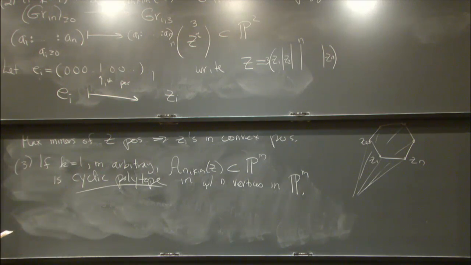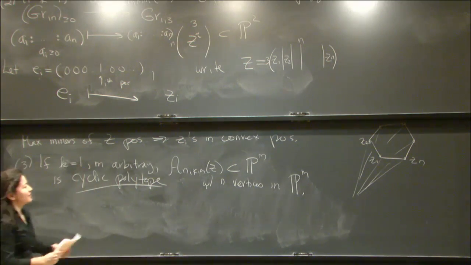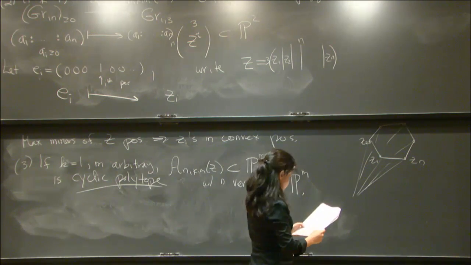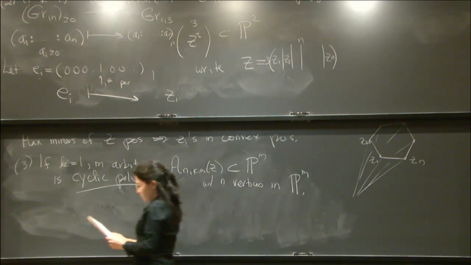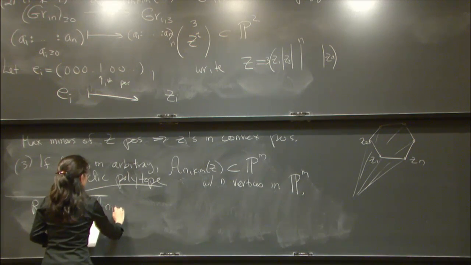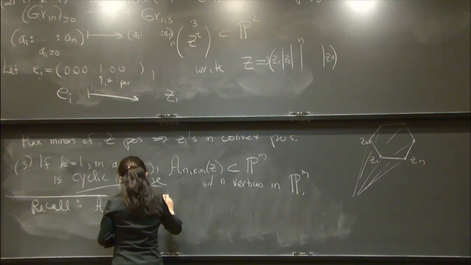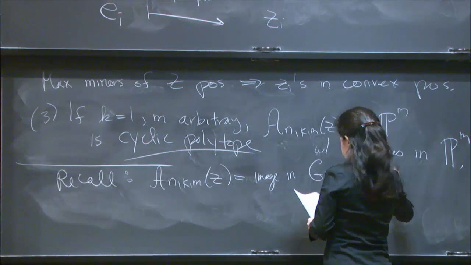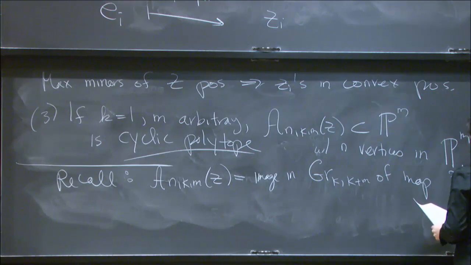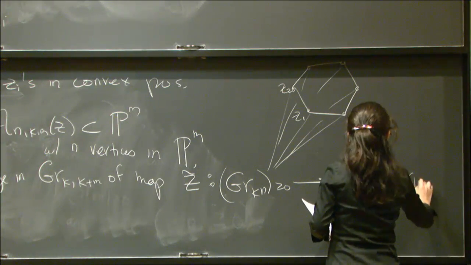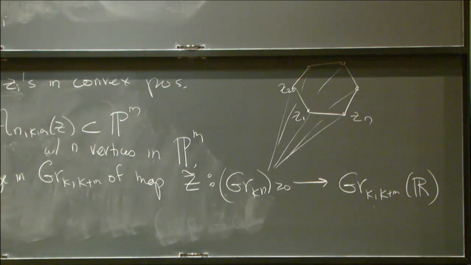Okay, so this generalizes lots of nice objects. A cyclic polytope with n vertices in P^m. Okay, so now let's recall that A_{n,k,m}(Z) is the image in Gr_{k,k+m} of this map Z tilde.